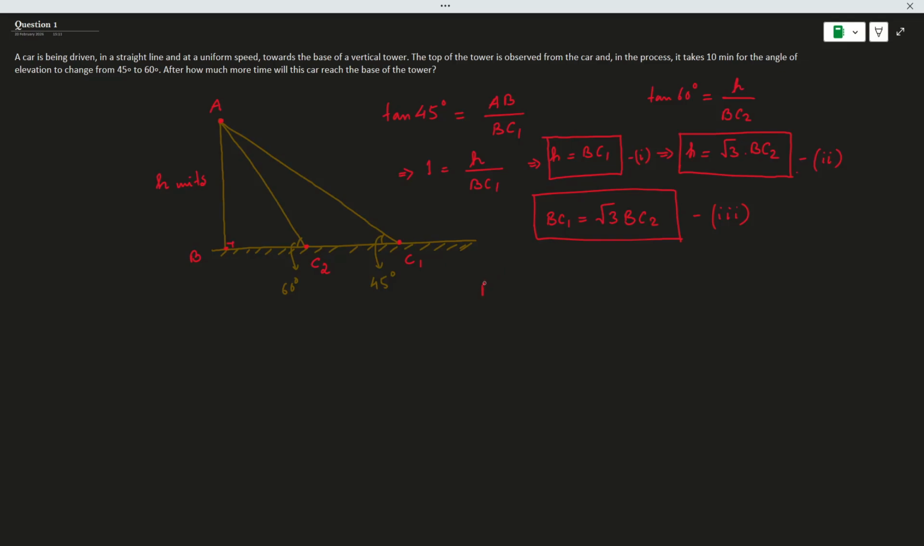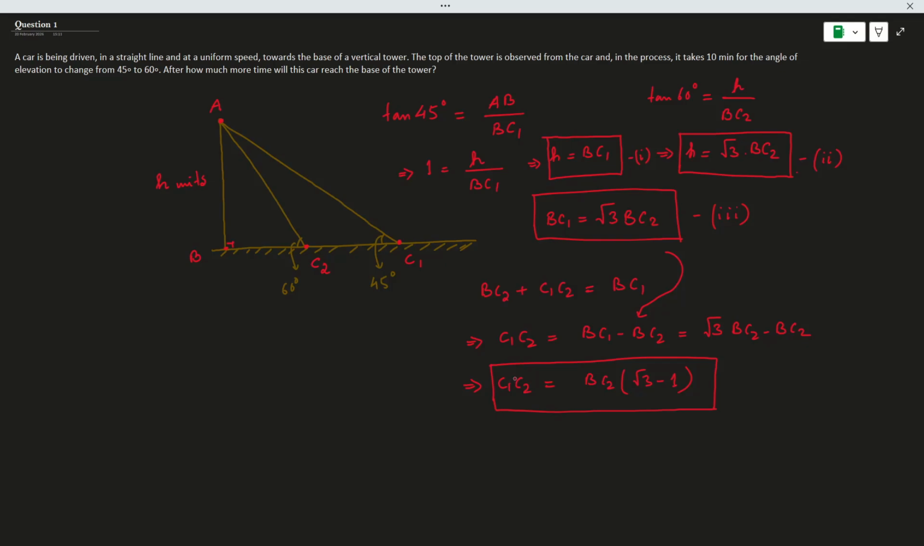Now see, BC2 plus C1C2 is equal to BC1. So I will get C1C2 is equal to BC1 minus BC2. What is BC1? BC1 is root 3 BC2 minus BC2. I'm just substituting the values. C1C2 is equal to BC2 times root 3 minus 1. Another very important relation.